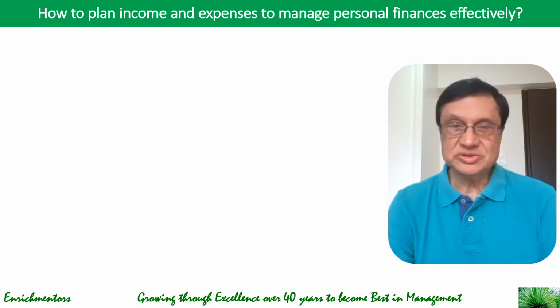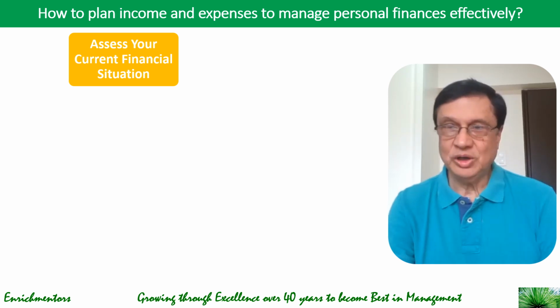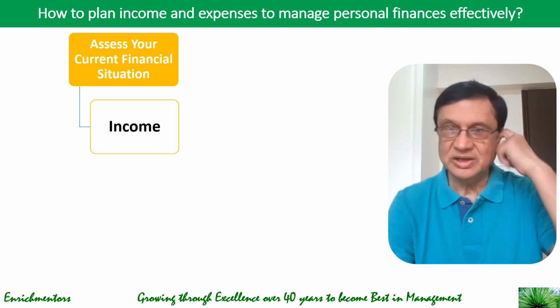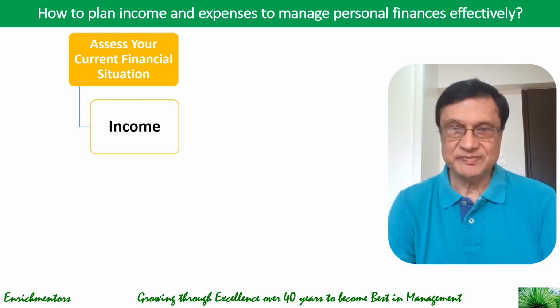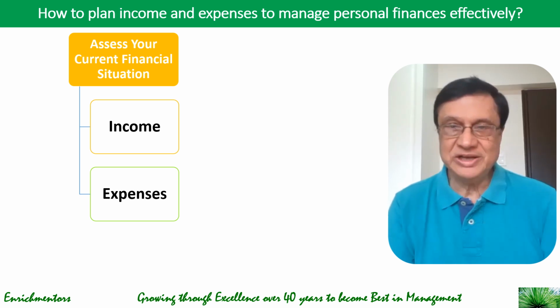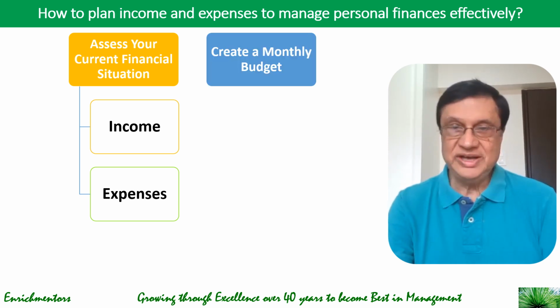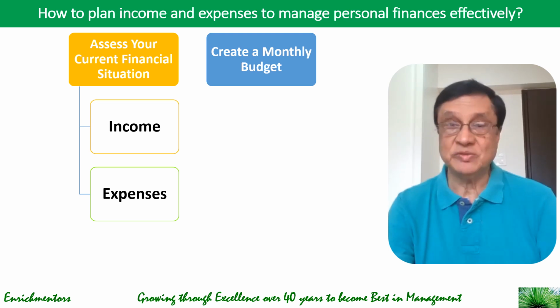What you need to do is start by assessing your current financial situation, in which you calculate all your sources of income, including salary, freelance work, investments, and any other earnings, and list all your fixed and variable expenses. Now, fixed expenses include things like rent, mortgage, utilities, and loan payments, while variable expenses include groceries, dining out, entertainment, etc. And then you create a budget that helps you allocate your income to different categories and prevents overspending.